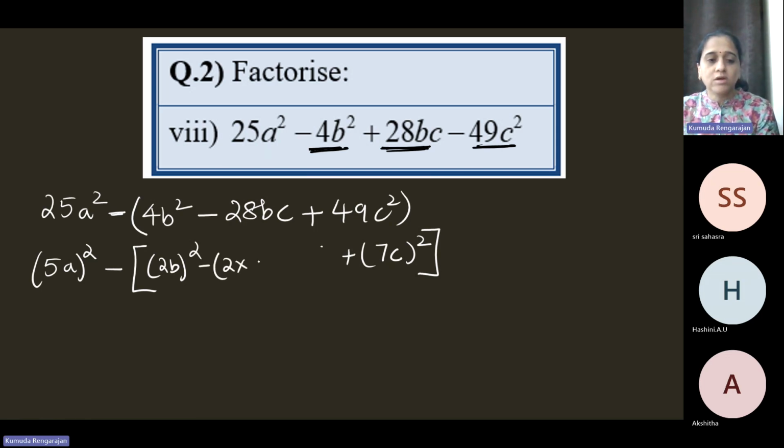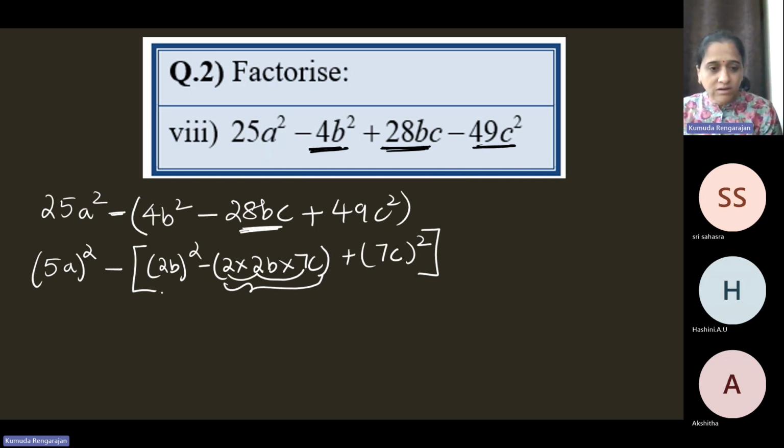2 into, why 2 into? 2 into is because in the identity it is 2 into. So 2 into, 2 is not from here, 2 is from the identity. 2 into 2b into 7c. Now after writing this, you should check if this product is equal to this. So 2 into 4 into 7 is 28bc, 28bc.